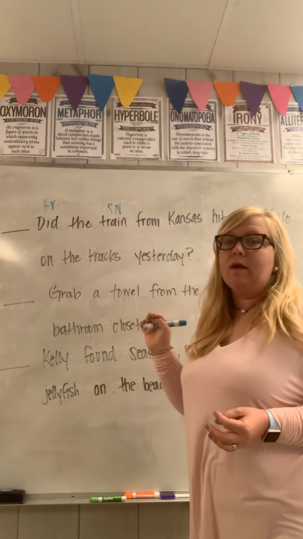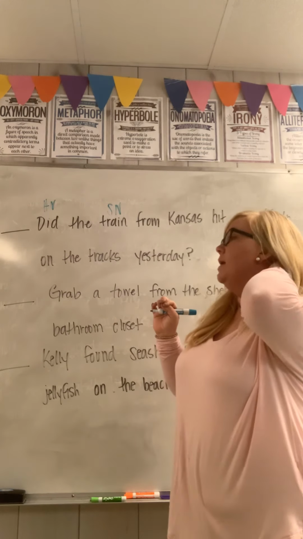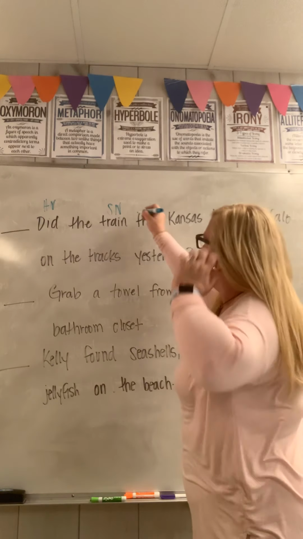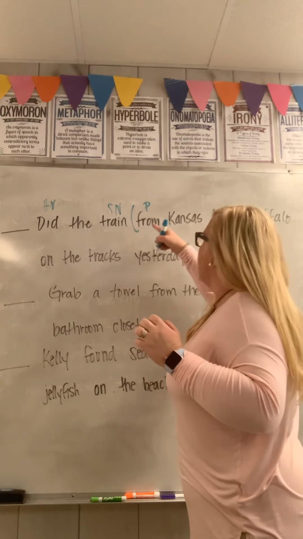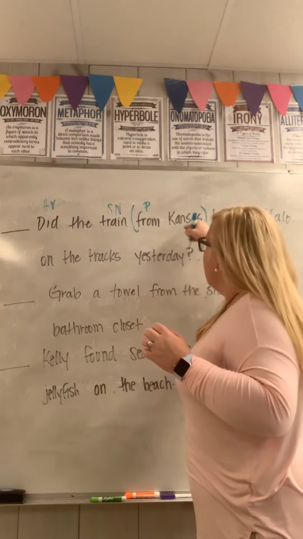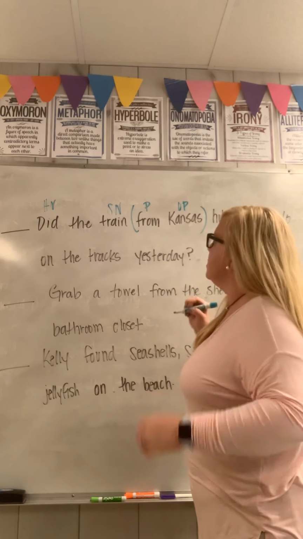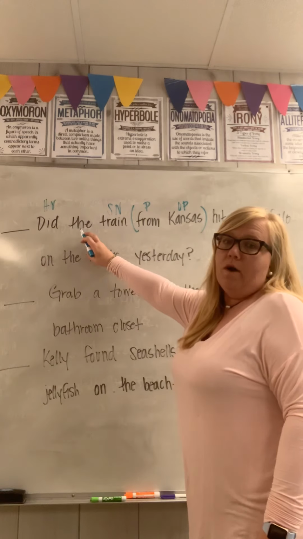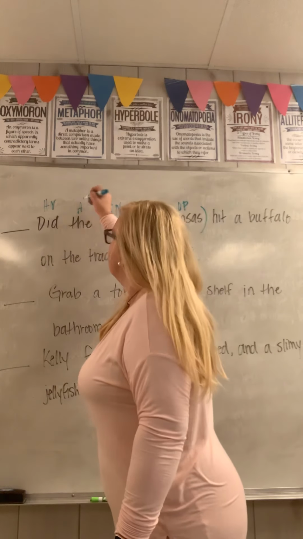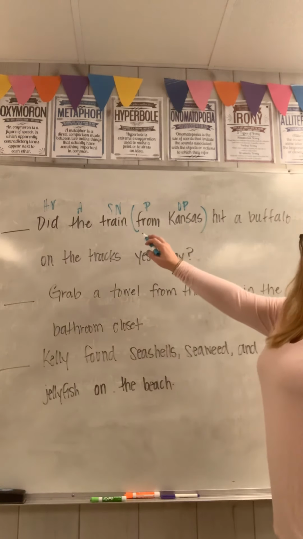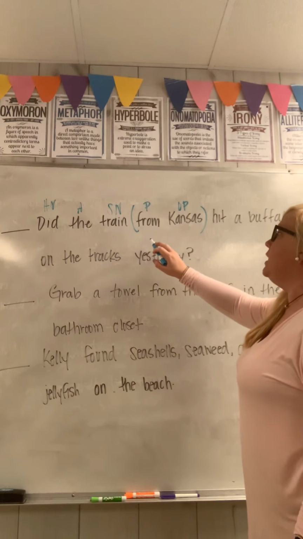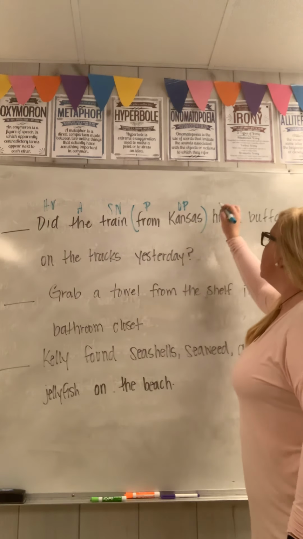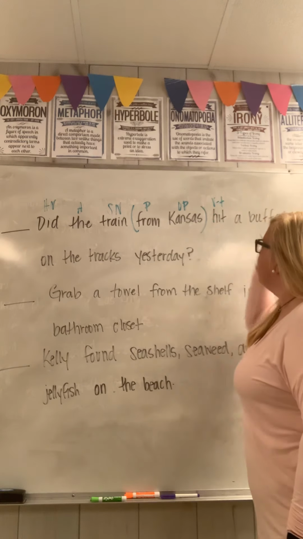Then right after train, we have from Kansas. And if you guys remember, anytime you have the word from, that is a preposition, okay? So we have a preposition right here, from Kansas. And Kansas is our object of the preposition. And then I forgot to label this. Our the is always an article adjective, okay? And so the train did what? Did the train hit? So then that is our verb transitive, okay?